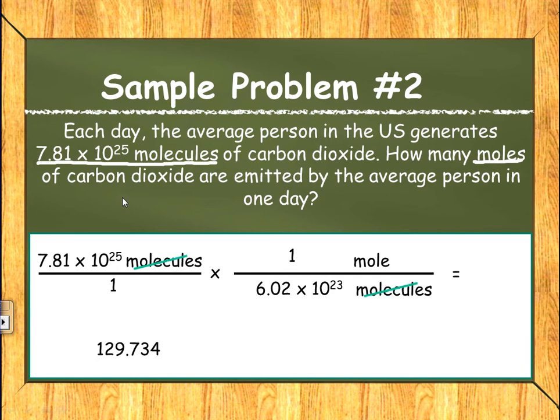Molecules cancel out. Now, do the numbers cancel out? The numbers do not cancel out. So when you do it, you get 129.734 moles, which with 3 sig figs is 130 moles of carbon dioxide.